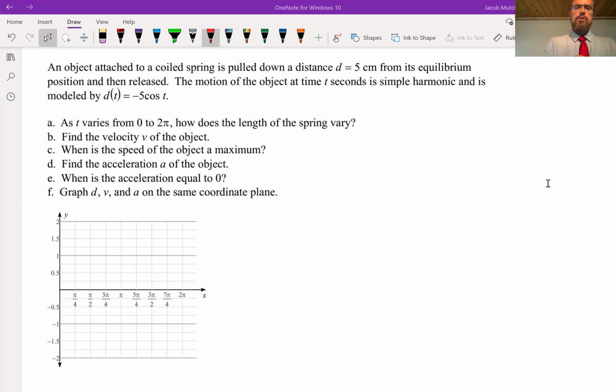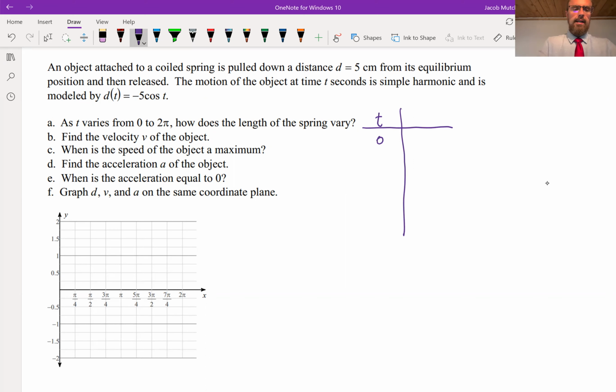So the first question here in part A is, as time varies from 0 seconds to 2 pi seconds, so that'd be about 6.28 seconds, how does the length of the spring vary? So we really need to look at a table for the distance or the position. So we'll put time, and we're just going to vary it from 0 to 2 pi.